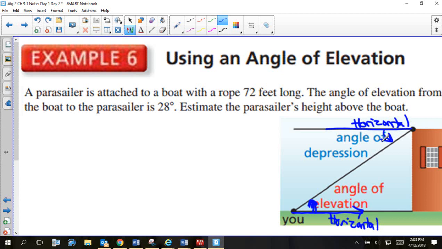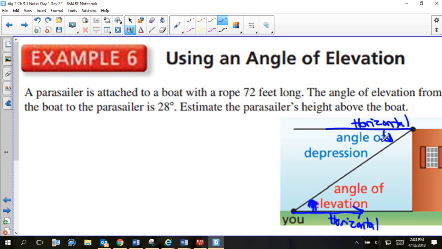So we have a parasailer. Do you know what a parasailer is? They have a big sail, but they're attached to a boat, being driven by a boat. So the wind allows them to fly rather than jumping out of a plane. Same concept, but you're attached with a rope. A parasailer is attached to a boat, but they grow up to 72 feet long.